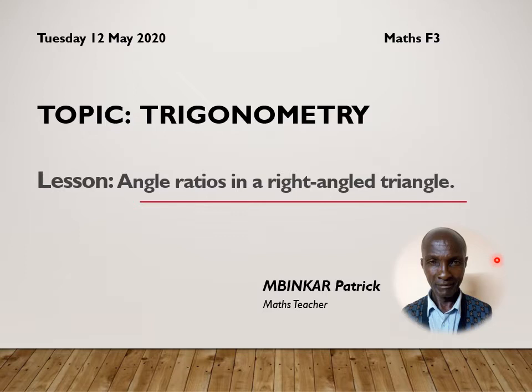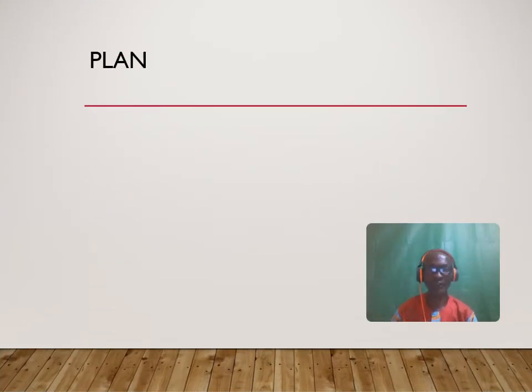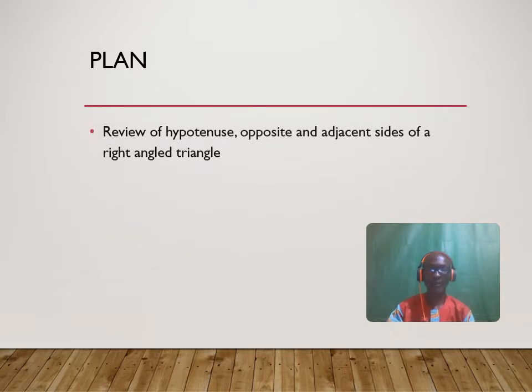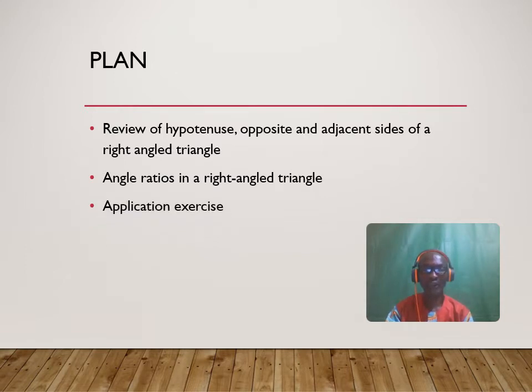You are welcome to the mathematics class, and our topic is trigonometry. The lesson is angle ratios in the right angle triangle. I present to you the plan of the lesson. We will review hypotenuse, opposite and adjacent sides of a right angle triangle. Then we'll get to the angle ratios in the right angle triangle. We look at an application exercise and some take-home assignment.